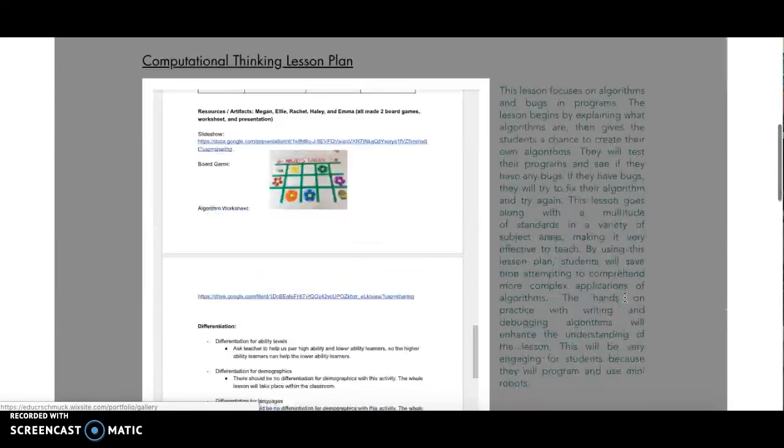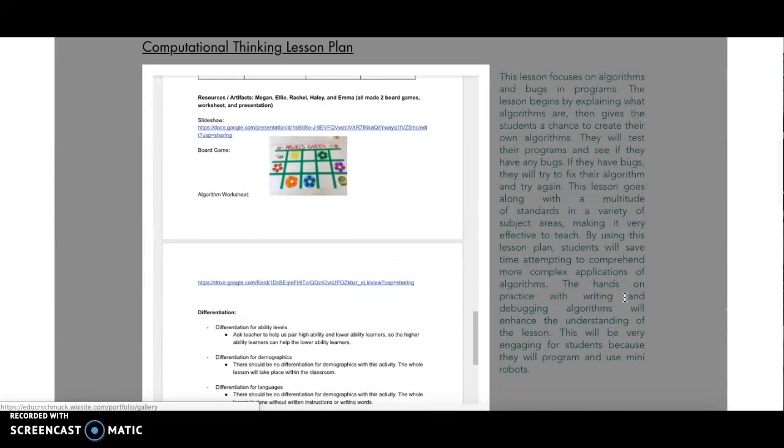The next thing I want to talk about is the computational thinking lesson plan. This is a lesson plan that focuses on algorithms and bugs in programs. This allows students to be given a task and solve the task through writing their own algorithms. In this case, students are given a board game with a little bee bot, which is a bee-shaped robot, and they give their bee an algorithm, a path to follow, and they have to get from the starting spot, which is the bee over here, all the way through the flowers into the ending spot, which is the honey pot.